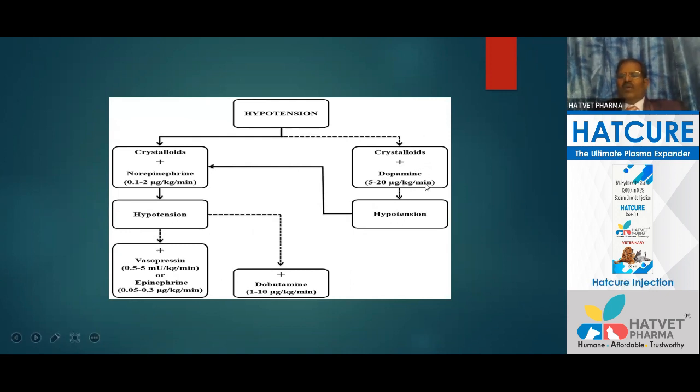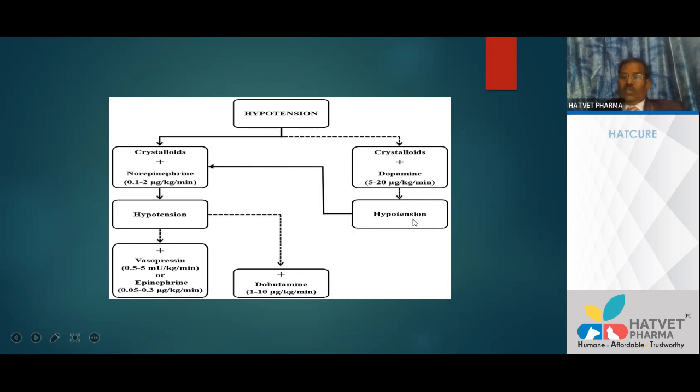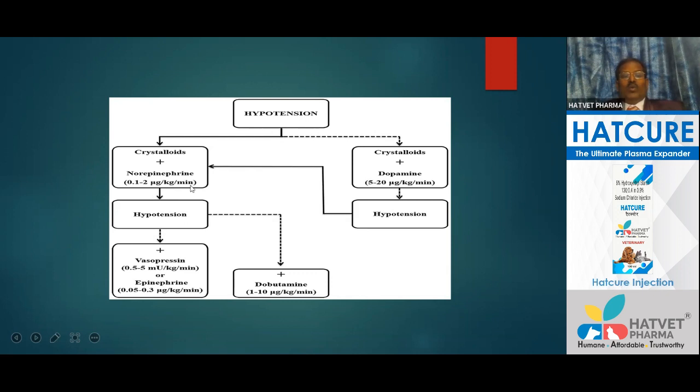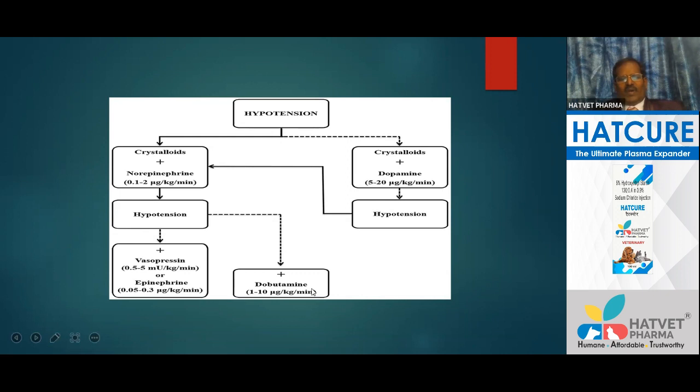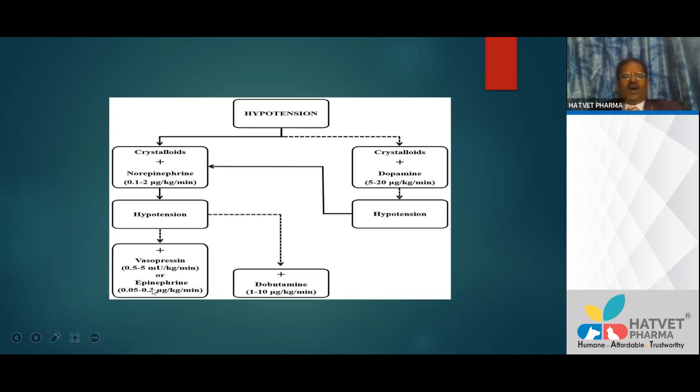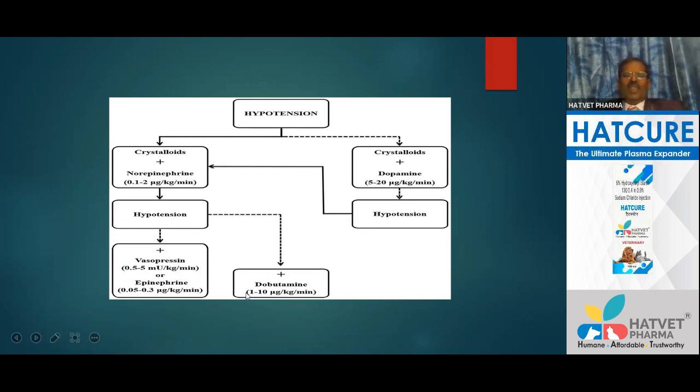When there is hypotension, treat with crystalloid plus dopamine 5 to 10 microgram per kg per minute. If hypotension persists, go with crystalloid with norepinephrine 0.1 to 2 microgram per kg per minute. Even after this, if hypotension continues, go with dopamine 1 to 10 microgram per kg per minute, or vasopressin 0.5 to 5 milliunits per kg per minute, or epinephrine 0.05 to 0.3 microgram per kg per minute. These are some of the standard charts. You can keep it in the critical care unit to decide the drug as and when you get a case of hypotension.